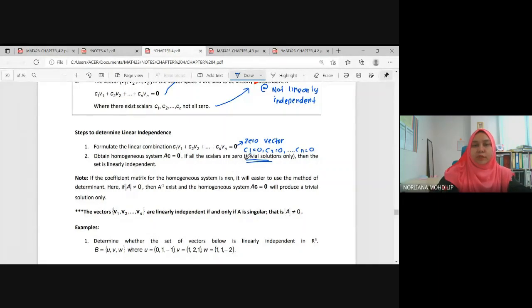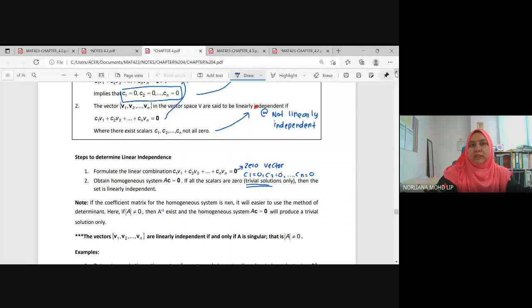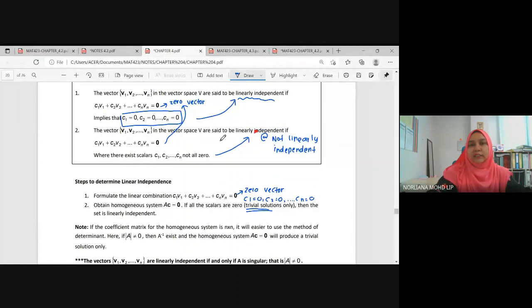Okay, if we get C1, C2 until Cn not equal to 0, so it is not a trivial solution. Therefore, the set is linearly dependent. These steps depend on the definition we referred to earlier. If they are not all 0, then it is linearly dependent, or not linearly independent.